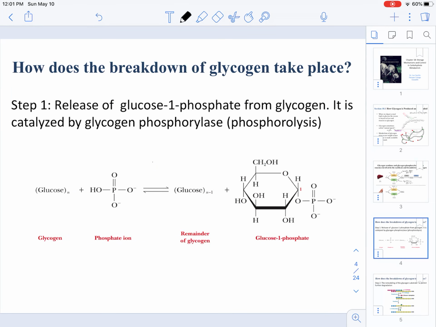Now we are going to look in detail specifically at the breakdown of glycogen in the cell. So step 1 in this reaction is going to be the release of glucose 1-phosphate from glycogen. As you can see, this molecule that says glucose N represents the polymer of glucose. And remember that that is what glycogen is. Then, the enzyme that catalyzes this reaction, as I mentioned before, is known as glycogen phosphorylase. And you will hear me either say glycogen phosphorylase or just simply phosphorylase.